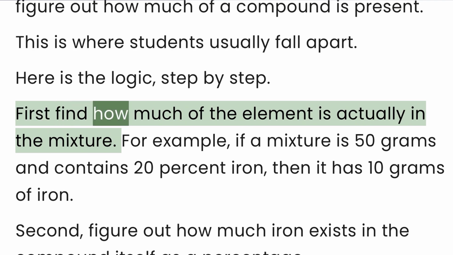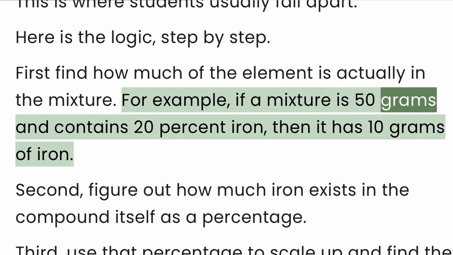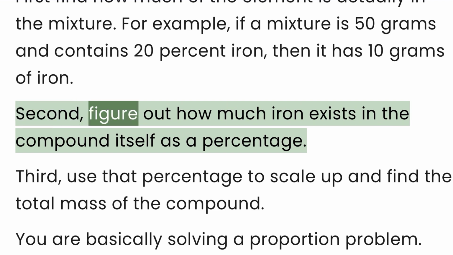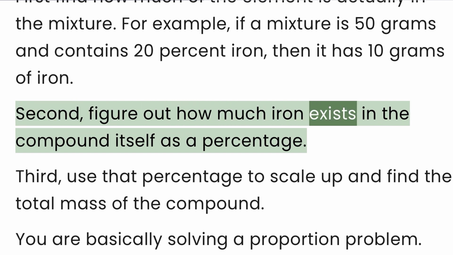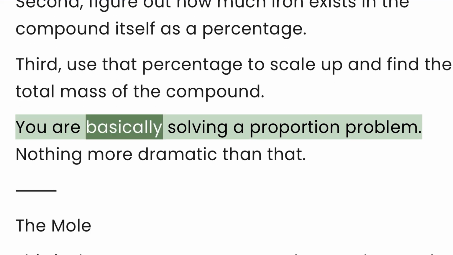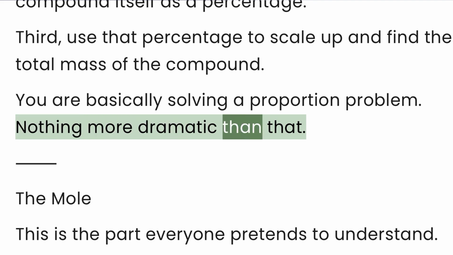First, find how much of the element is actually in the mixture. For example, if a mixture is 50 grams and contains 20% iron, then it has 10 grams of iron. Second, figure out how much iron exists in the compound itself as a percentage. Third, use that percentage to scale up and find the total mass of the compound. You are basically solving a proportion problem. Nothing more dramatic than that.